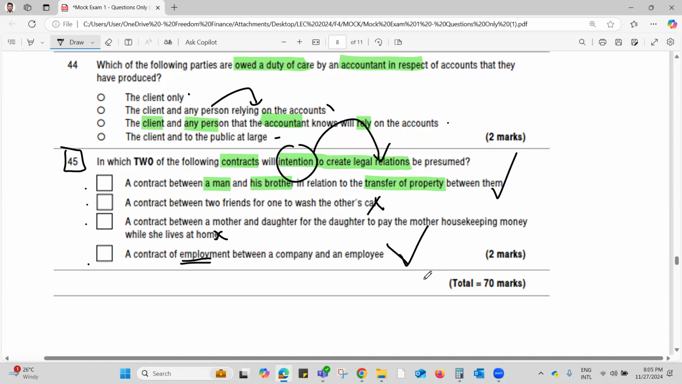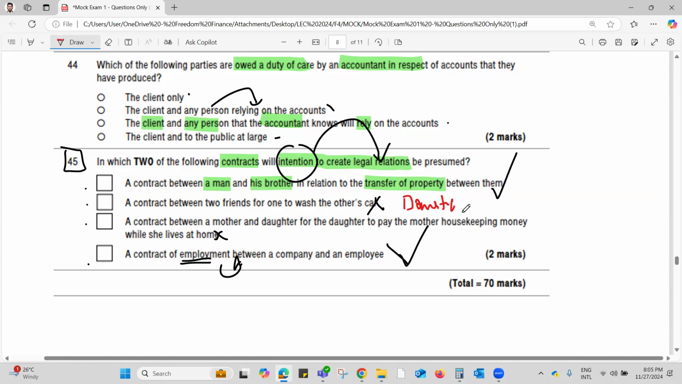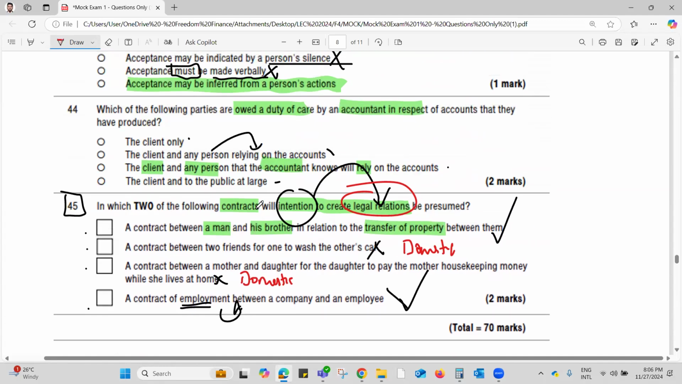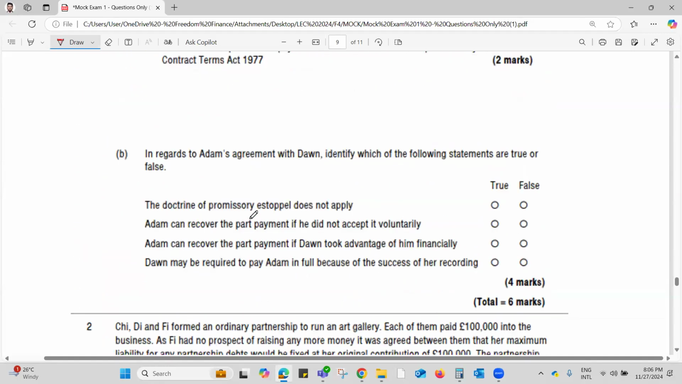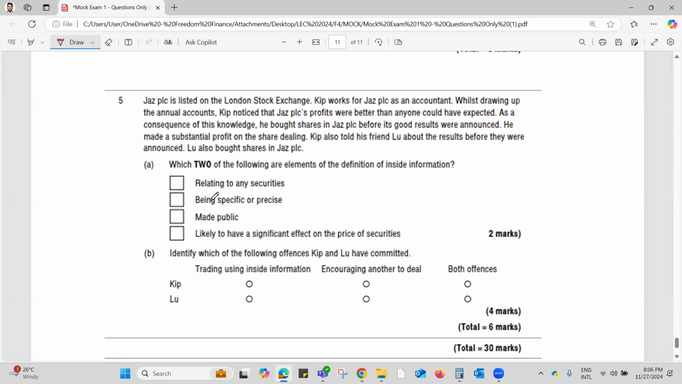Technically, the courts will not infer any intention where property is transferred between family members, but an employment contract is commercial in nature. So therefore here the intention can be presumed. However, the other two options are domestic matters, and domestic matters are not treated as creating legal relations. Fine, so we are done with discussing the first 45. Can you do the last one? It's a nice question, and an easy question though. Try to do it.